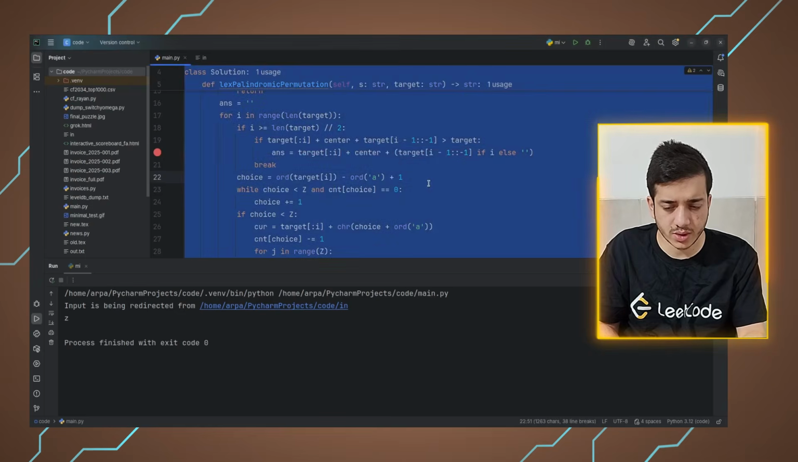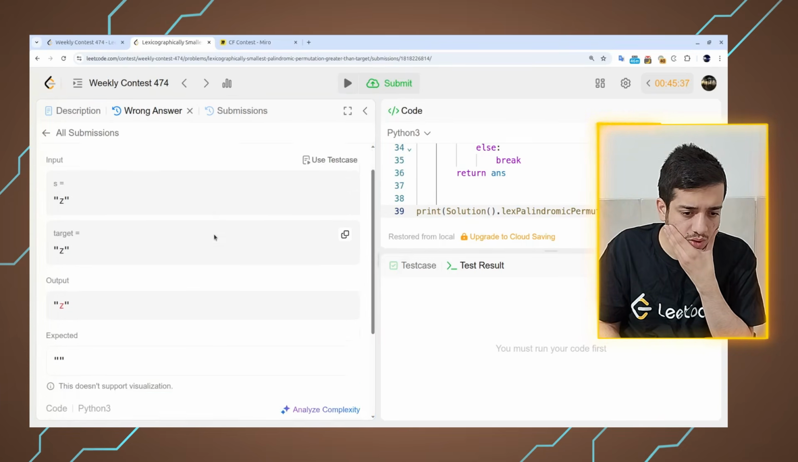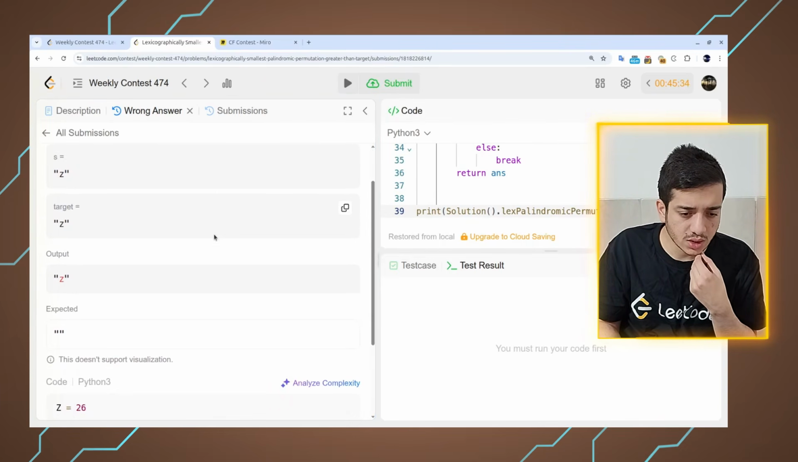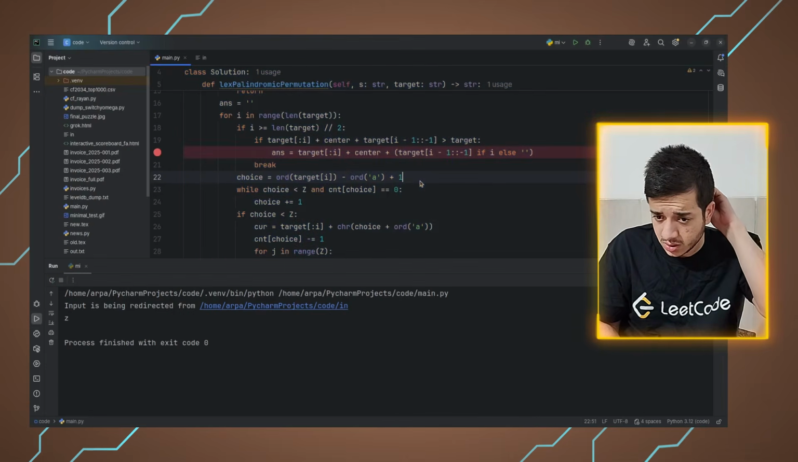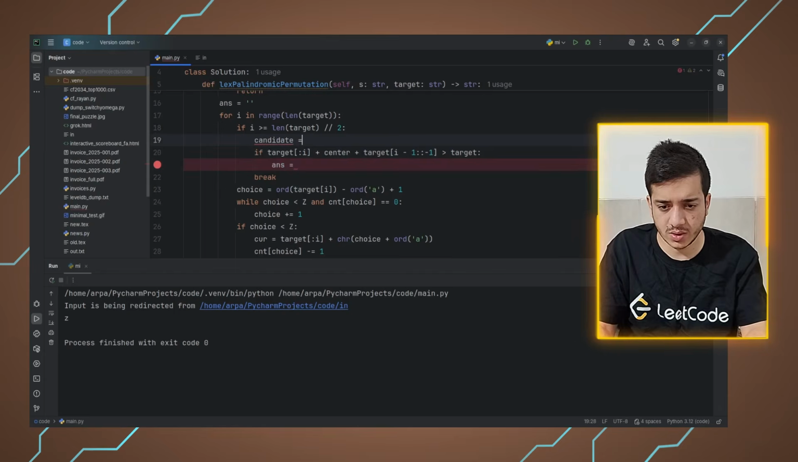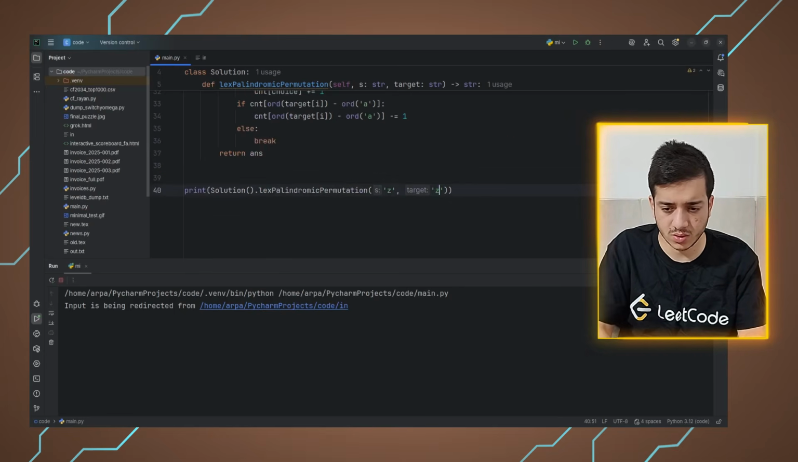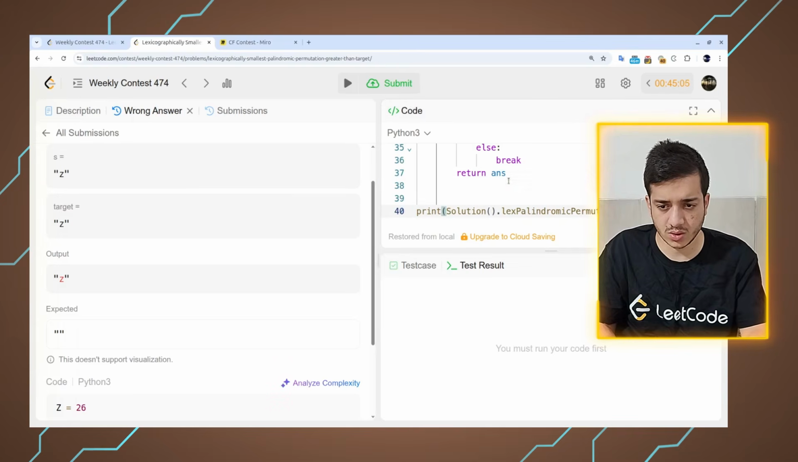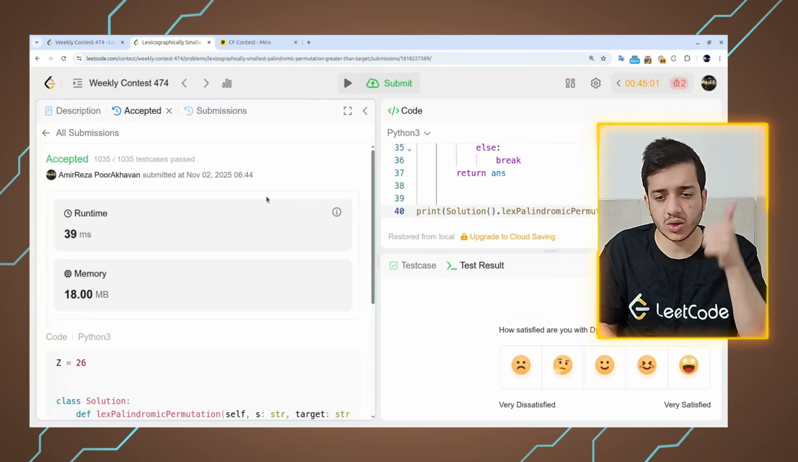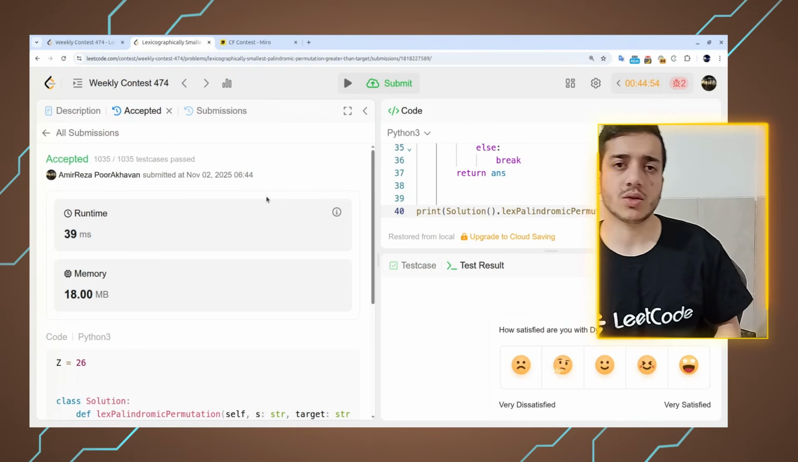I know it's not a very good practice to do that, but I'm not very good at doing this, so Z. What is it, Z? Candidate is this if candidate, okay. Let me submit it again. Okay. We got AC, and that was all about this Leetcode contest.